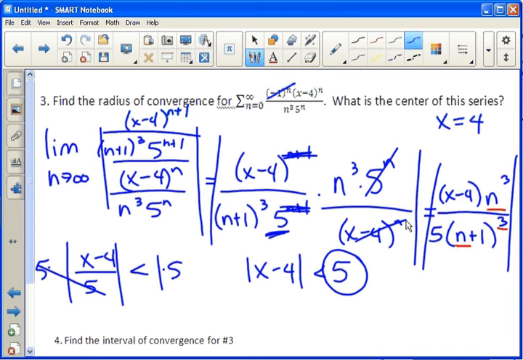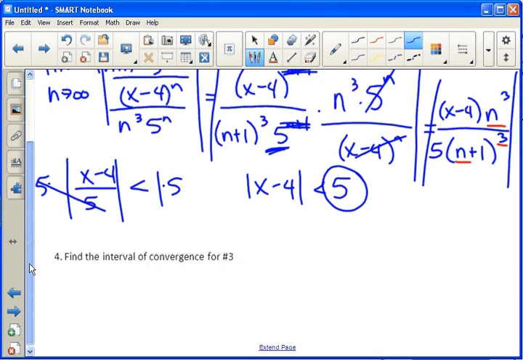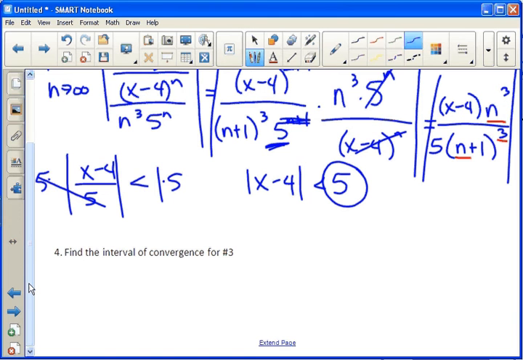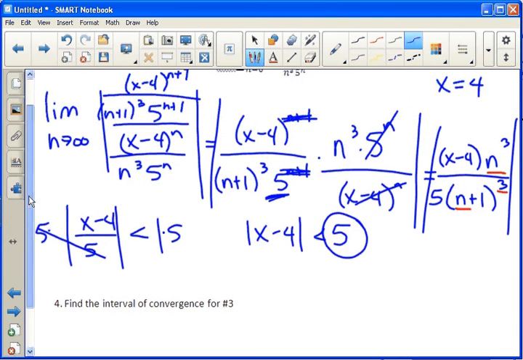Number 4 then is asking about the interval of convergence. Okay, well like I said, our center is at 4. Again, that's the x value that would make the entire function 0. So I'm going to write on a number line here. Our center is at 4.